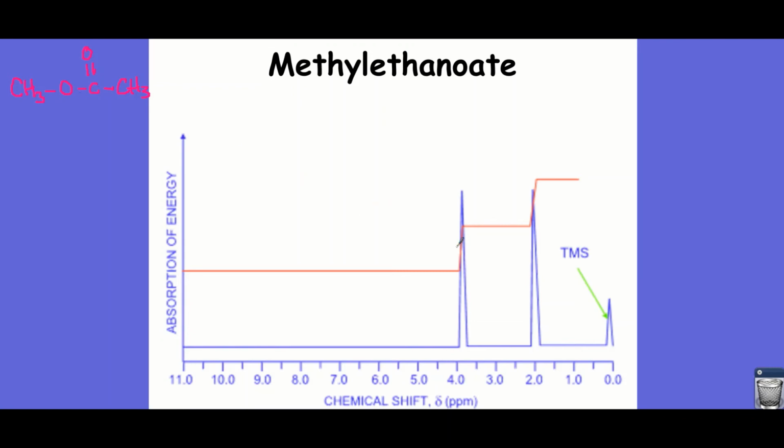So here's our TMS, we just ignore that, that's our reference. And we've got 2 different environments. So we just need to work out which one is which, and you just do that using the data on page 16 of your data booklet.